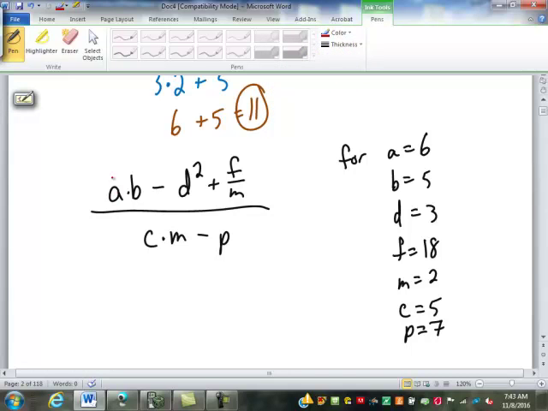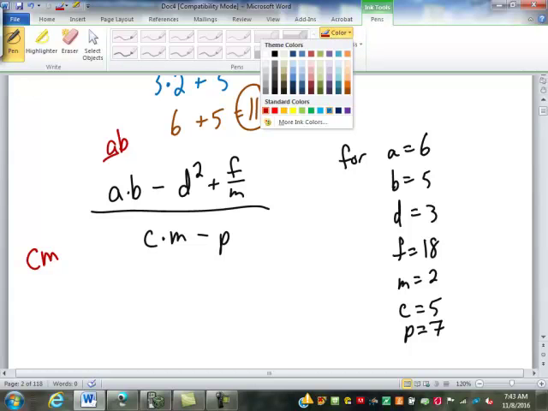Now I had a times b here, but I could have just written ab, which means what? The same thing, a times b. I put a times b in there just because it's one of our first problems and I didn't want to confuse you. But yes, if I just wrote ab and the same down here, if I just wrote cm, that means c times m. So let's put in the numbers. That's our first step, is to put the numbers in.